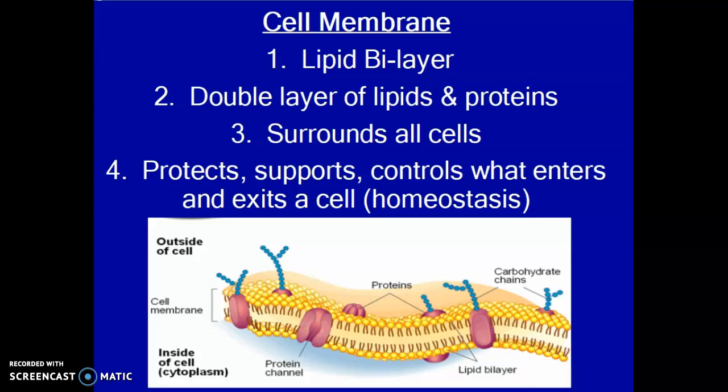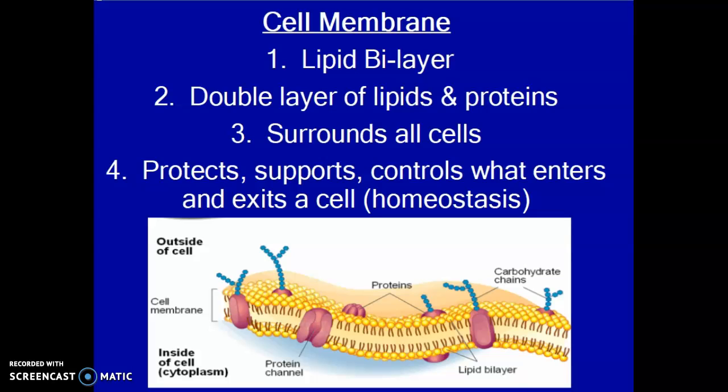And of course, I think you can interpret from that "bi" meaning two. It's actually two layers, and the reason it's called a lipid bilayer is because it's mostly made of fats. There are some proteins and carbohydrates embedded in there, and we'll talk about those in a minute. Remember that all cells have a cell membrane. It's also called a plasma membrane in case you see that. I'm old school and I learned cell membrane, so that's what I'm stuck with.